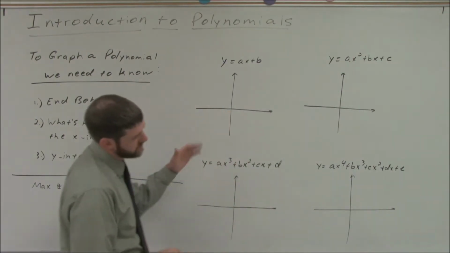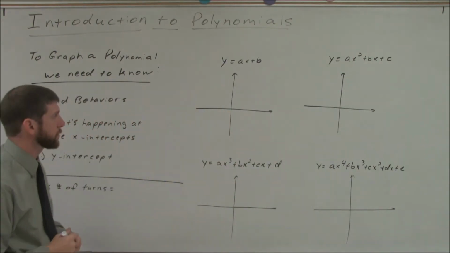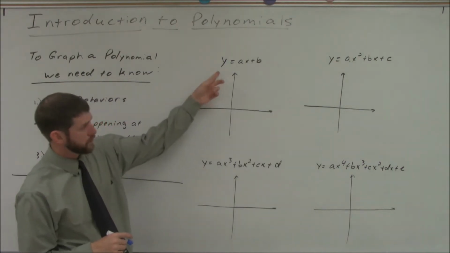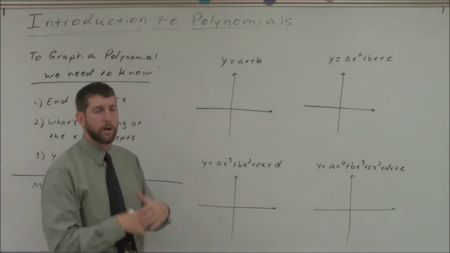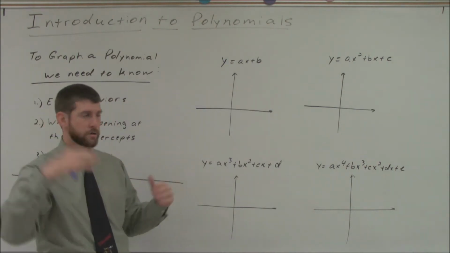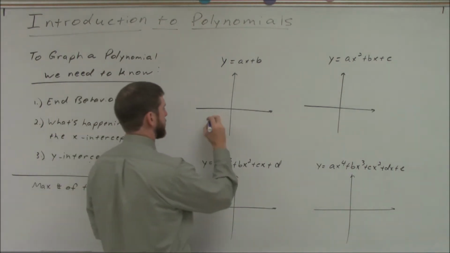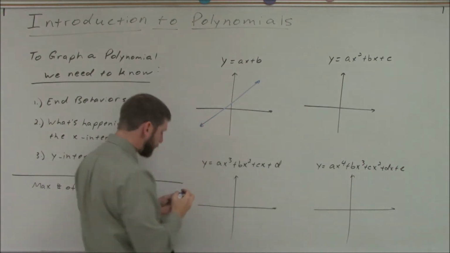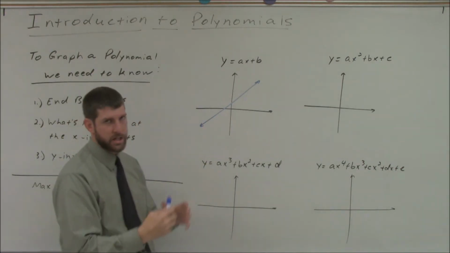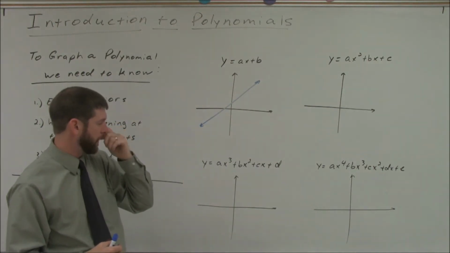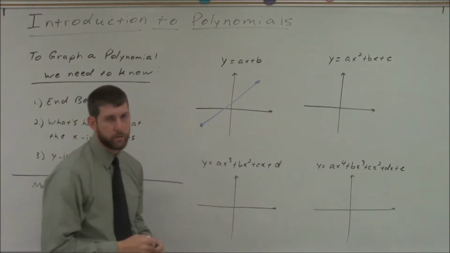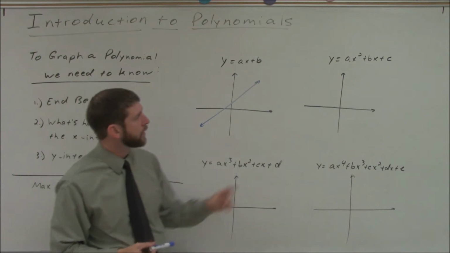So let's just look at some really basic polynomials. First off, let's look at our linear polynomial, y equals ax plus b. Well, we know if we graphed that, it would just give us a straight line, something like this. It could have a different slope, be in a different location, or have a different angle of rotation, but that is the general shape of a linear polynomial.